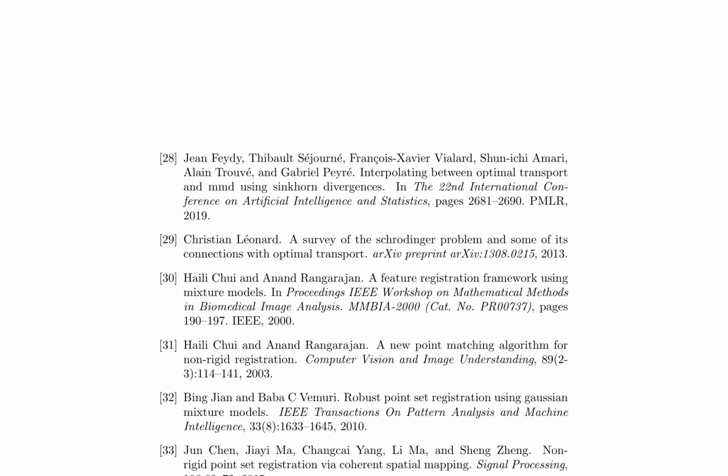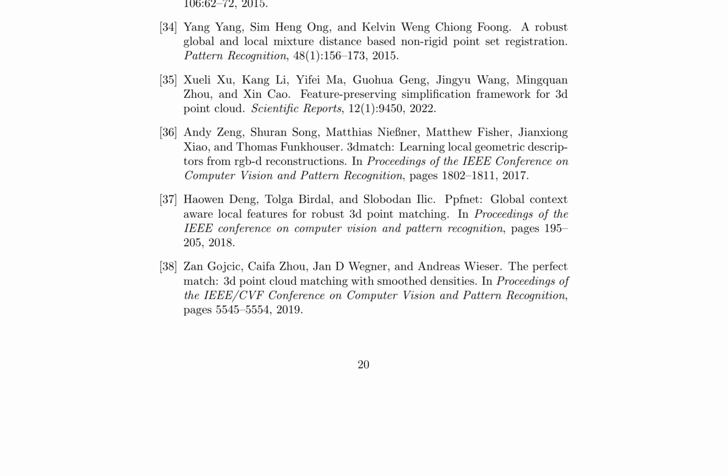The authors also discuss various point matching algorithms, Gaussian mixture models, and robust point set registration methods, emphasizing their efficacy in handling noisy and incomplete data. The review concludes by citing recent advances in non-rigid point set registration, including coherent spatial mapping, global and local mixture distance-based methods, and feature-preserving simplification frameworks for 3D point clouds. The authors highlight the significance of these approaches in computer vision, robotics, and computer-aided design. Overall, this comprehensive literature review provides a solid foundation for understanding the complexities and challenges of non-rigid point set registration.